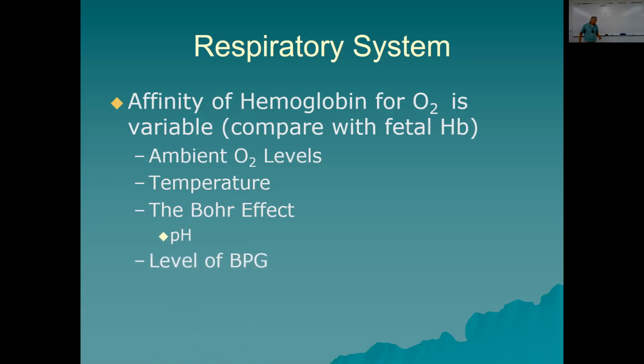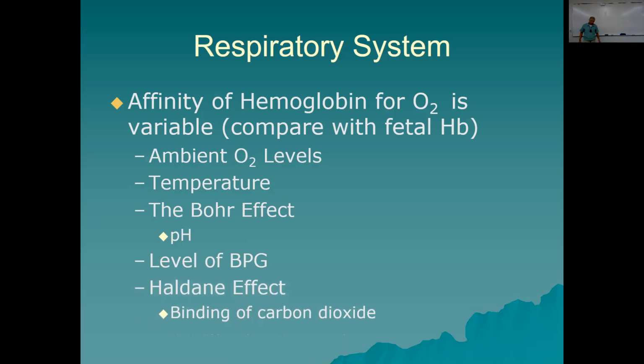Then BPG. This is almost the same as the Bohr effect, in that BPG, I forget what it refers to, is a metabolic intermediate that tissues make a lot of. And so if there's a lot of it in the area, it reduces the bond between hemoglobin and oxygen, and more oxygen comes off. Okay.